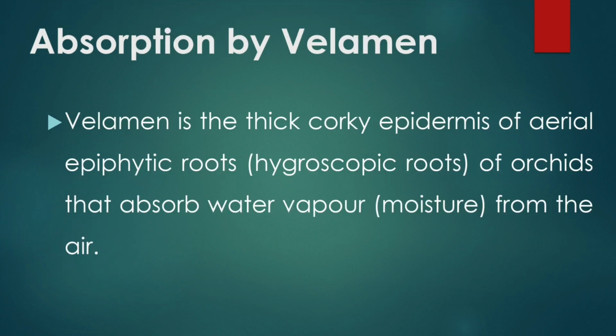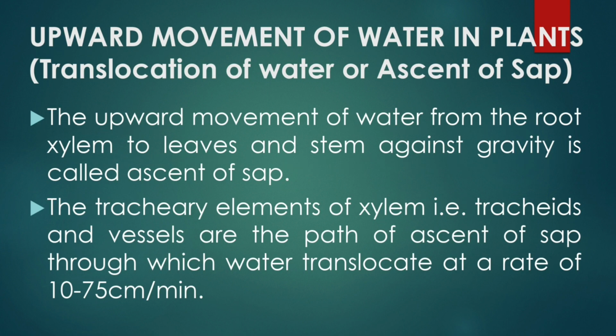Then absorption by velamen. Velamen is a thick corky epidermis of aerial epiphytic roots. The aerial epiphytic roots are hygroscopic in nature, which is present in orchids, which absorb water vapor or moisture from the air. So hygroscopic root means it will absorb the water vapor from the air through their epiphytic root or hygroscopic root.